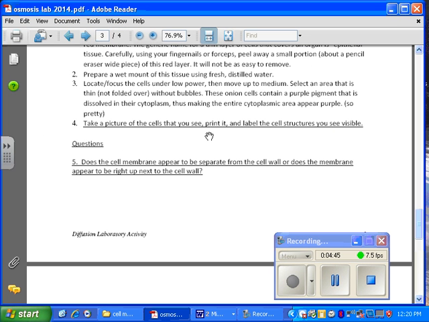So take a picture of the cells that you see and print it and label the cell structures that you see visible. You can print it out from It's Learning. I have a picture just like that on there. You're going to label the cell wall and the cytoplasm, and that's really all you can see. You might see a nucleus. If you do, then you can label that.